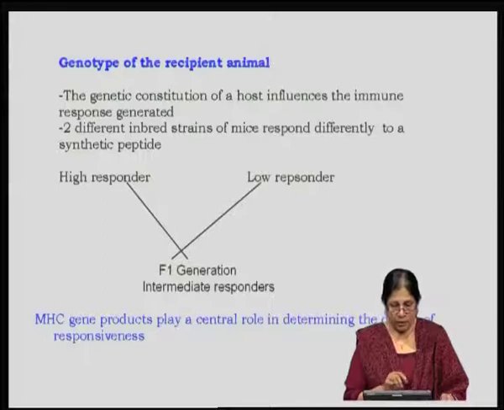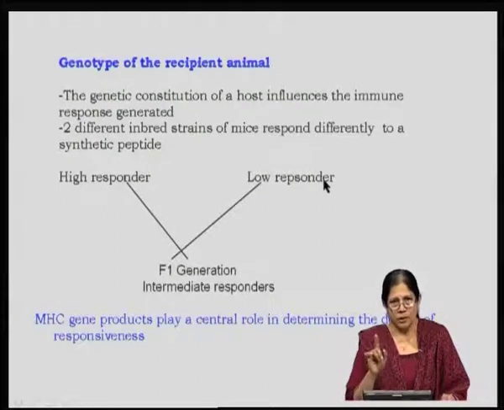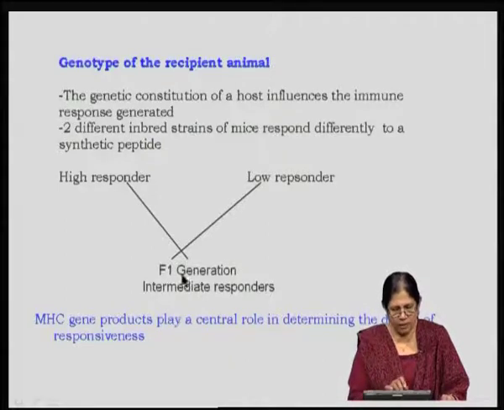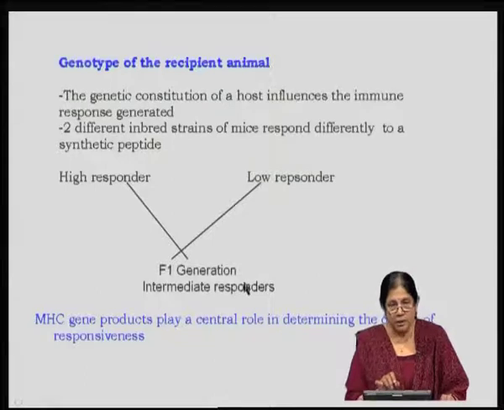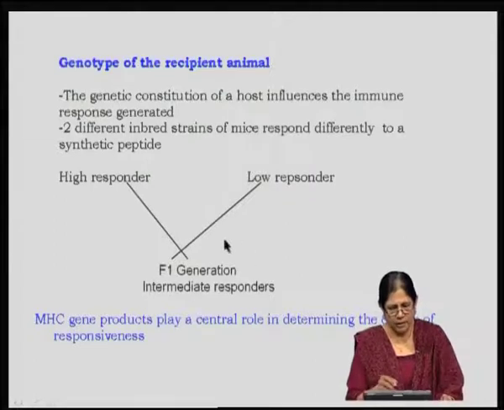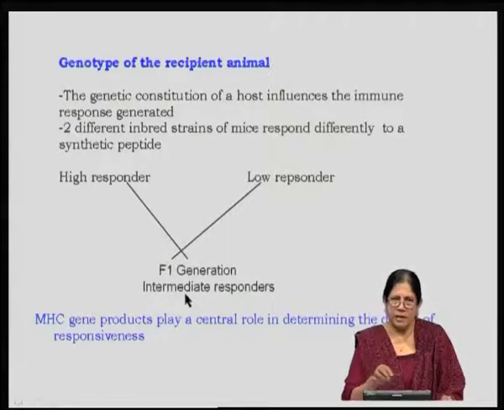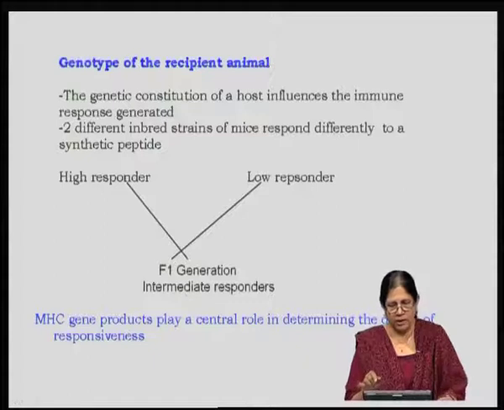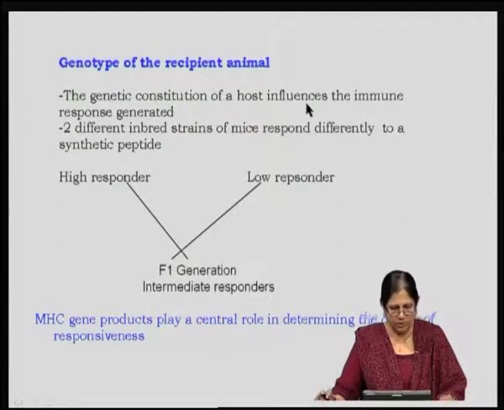Now, when this high responder is crossed with a low responder, it was seen immediately that the F1 generation is always intermediate with respect to its response. So, obviously, by Mendelian genetics you know already that the genotype of the recipient animal does dictate to a great extent how the host influences the immune response generated.